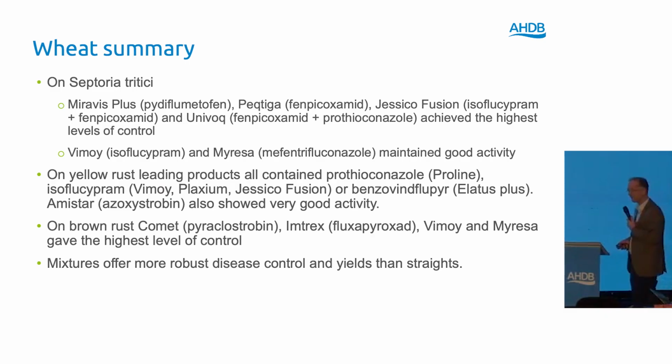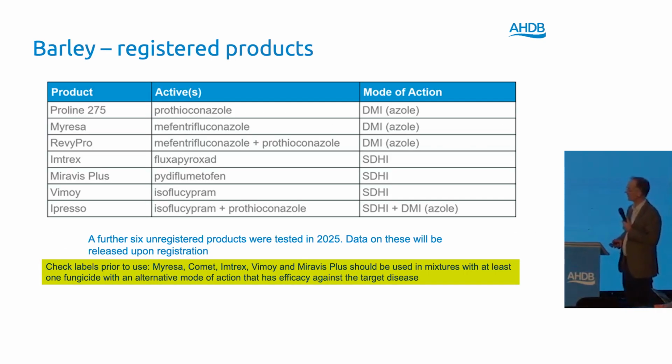And I think overall, the mixtures generally have offered us more robust disease control and higher yields than the straights, and I think that's where we need to be. So that was it on wheat. I'll say a little bit on barley before handing over to Phil.